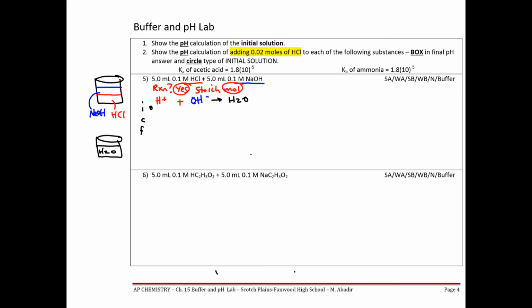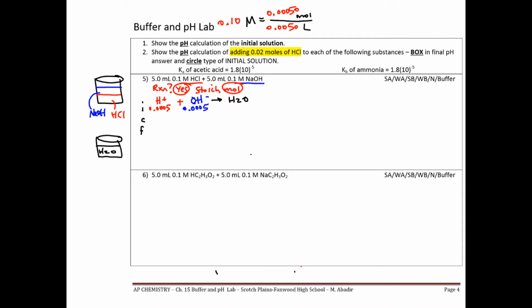We're going to do molarity equals moles over liters. So let's do that over here. Molarity equals moles over liters. The concentration of the HCl was 0.1. The amount was 0.005. So when you do the math for this, it comes out to be 0.0005 moles. And that's going to actually be the same for the NaOH as well, because it's the same calculation, same numbers. So I'm going to write that, 0.0005 moles. And the NaOH is also going to be 0.0005 moles.